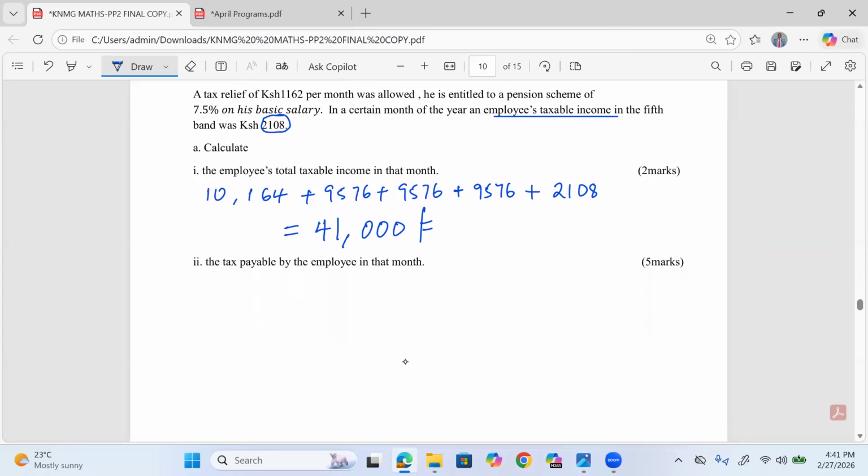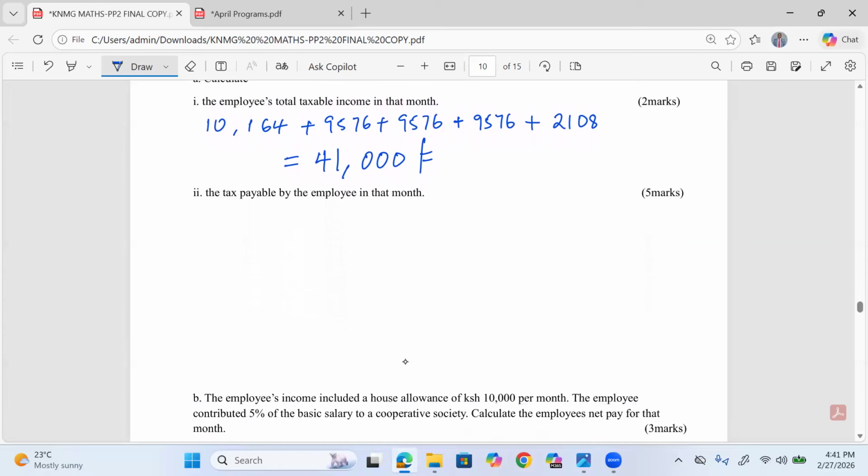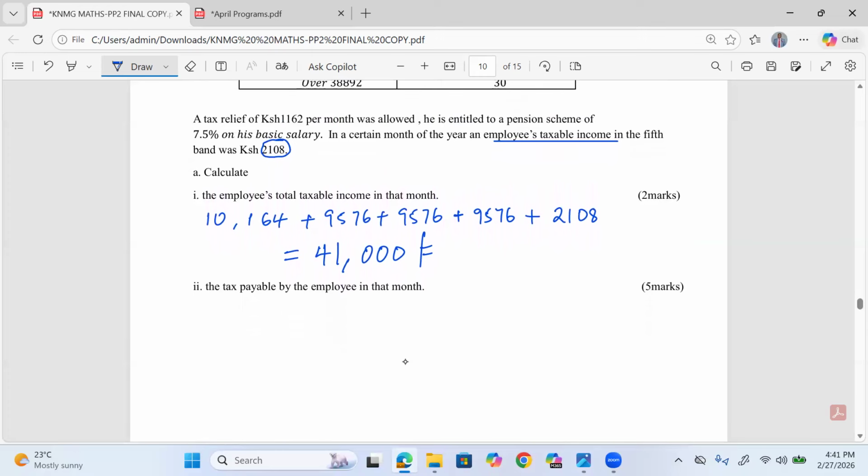Then we proceed. Remember, that was the taxable income in the fifth band, not the tax. It is the taxable income that lies in the last bracket. Then what are we being told to do now? We calculate the tax payable by this particular employee in this particular month.